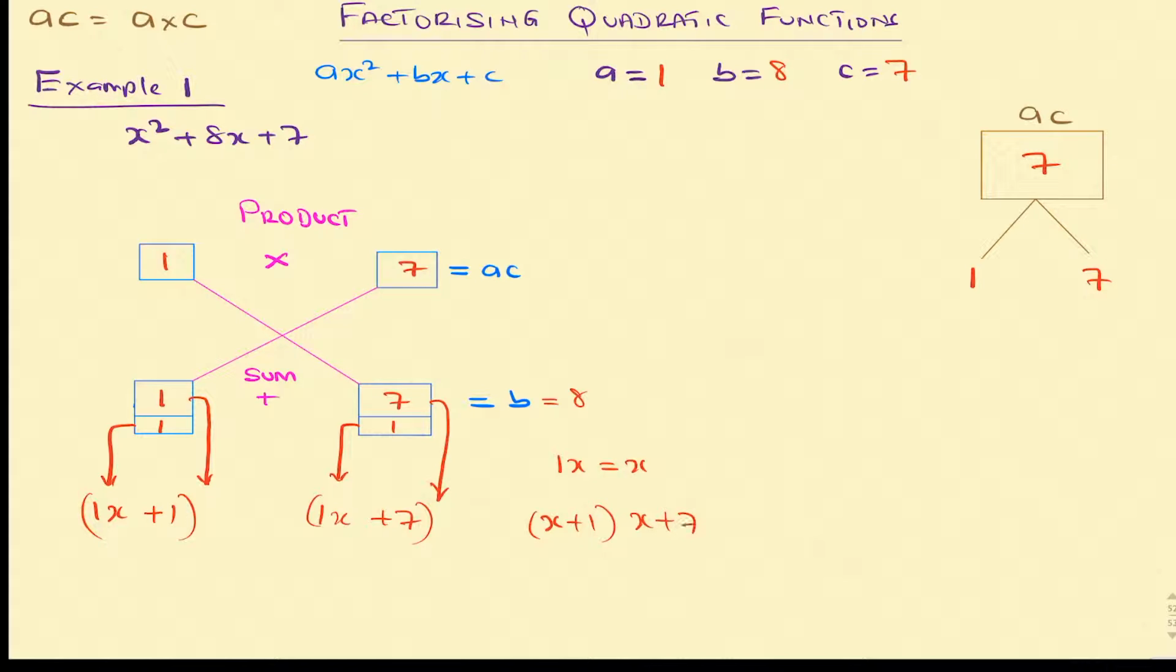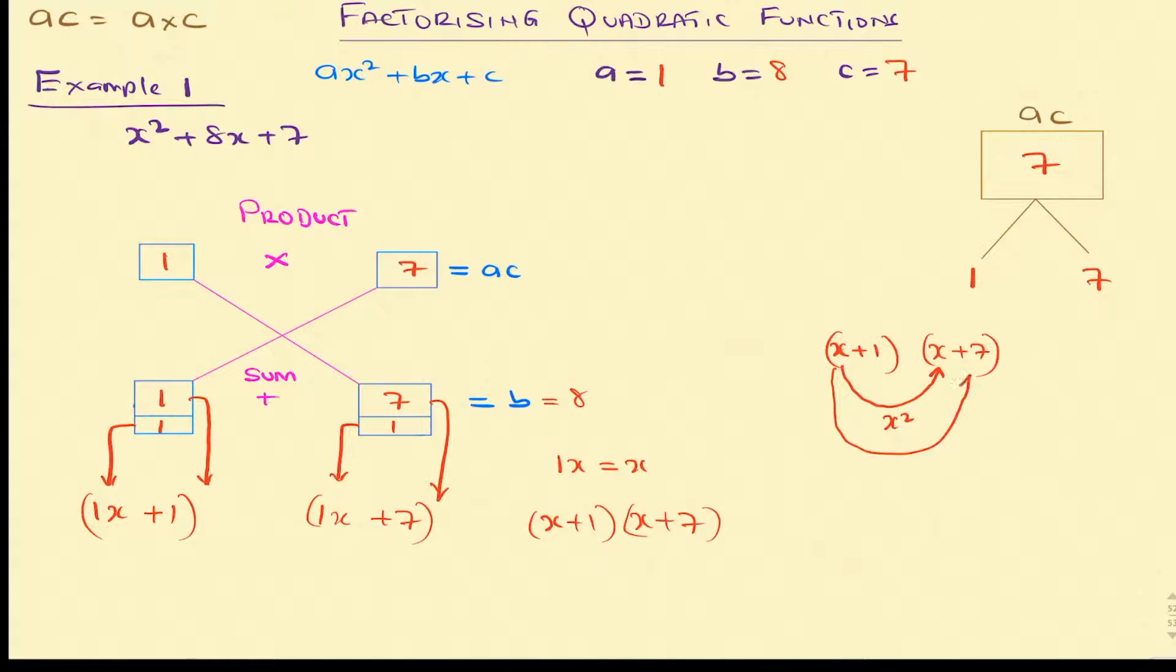x plus 7. In order to justify this answer, we need to expand it to see whether we get back to the original equation. So we do x plus 1, x plus 7. We're trying to expand this now. So we try x times x. That will give us x squared.